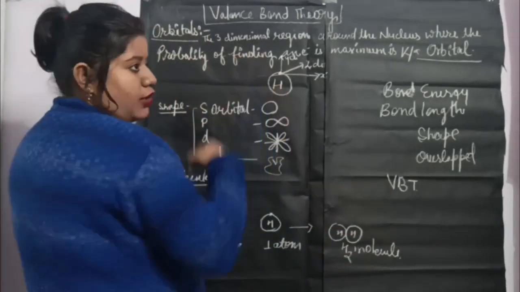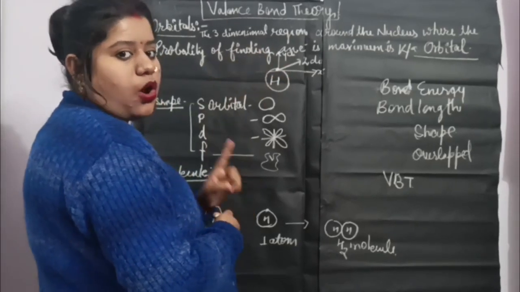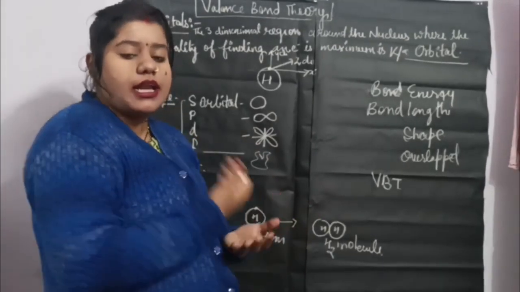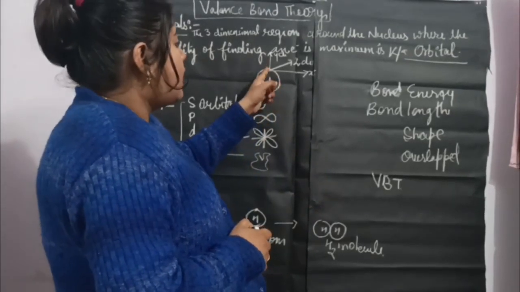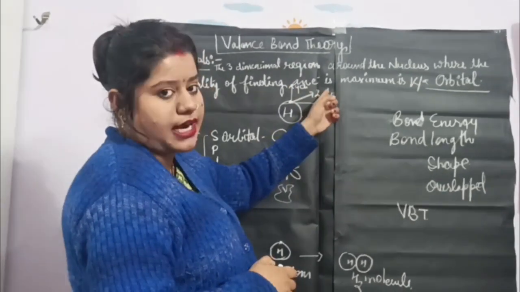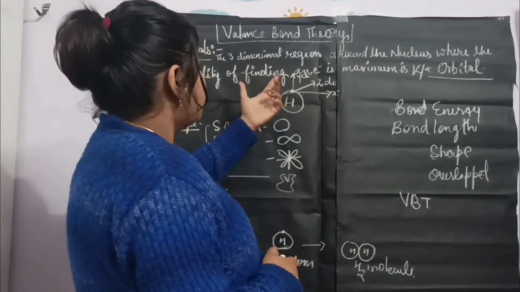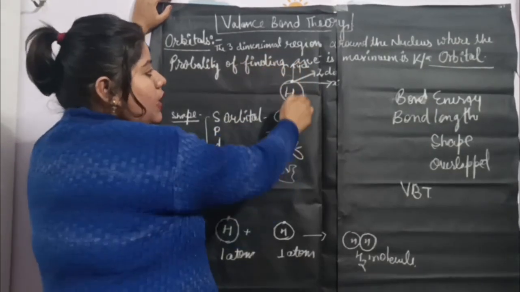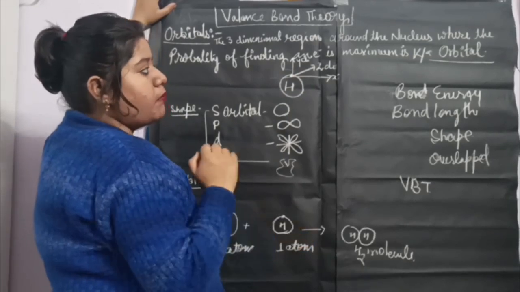Let us consider a hydrogen atom. We all know that the hydrogen atom has one electron in the outermost shell, and that the electron is revolving around the nucleus, either in the x direction, the y direction, or the z direction. So it revolves in three dimensions. So the orbital is the three-dimensional region around the nucleus where the probability of finding the electron is maximum.